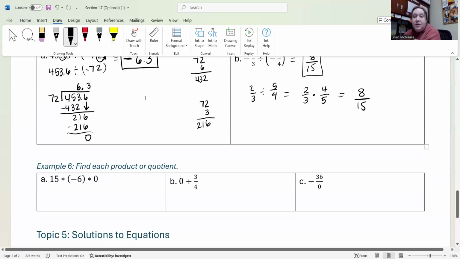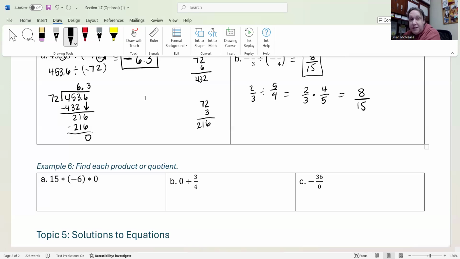Okay, finally, we have example 6. It says find each product or quotient, and here we're specifically dealing with zeros. For part A, we have 15 times -6 times 0. Now, if you're multiplying, anytime you have a product involving 0, the result is going to be 0. If any of your factors is 0, the whole product becomes 0. We have the multiplication property of 0, which tells us that.